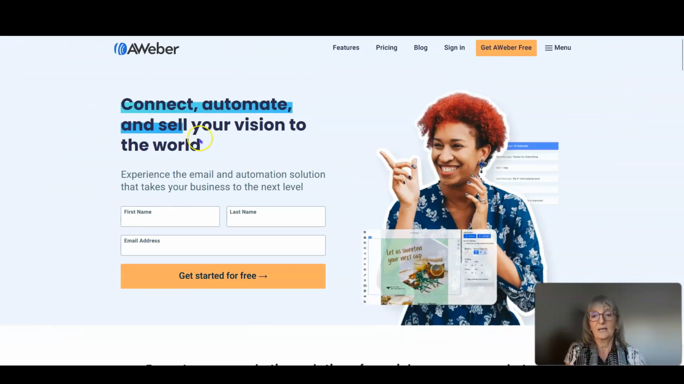I might move this message up here, or mush them together somehow, because "automate" I think doesn't even need to be talked about here. We know this is an automated solution, so I just don't think that's necessary. It's about "connect and sell your vision to the world." That's maybe overpromise. Do not overpromise and underdeliver. Really important. So it might be a little over the top, "to the world." I don't know. I don't hate it.